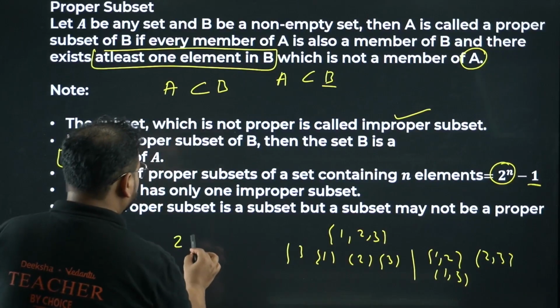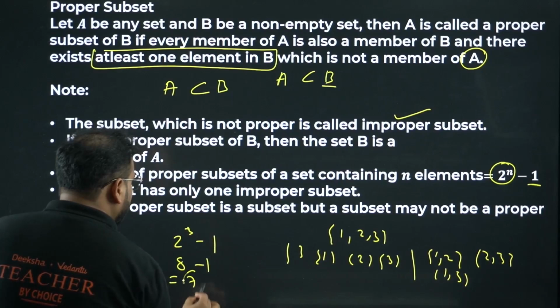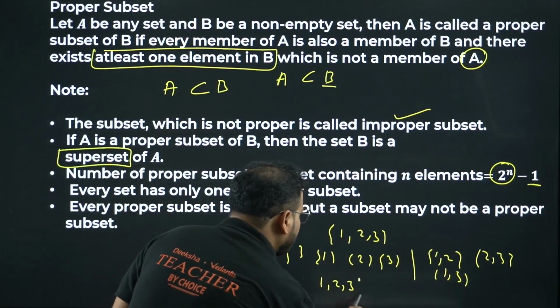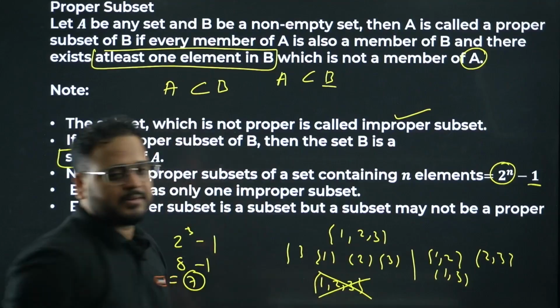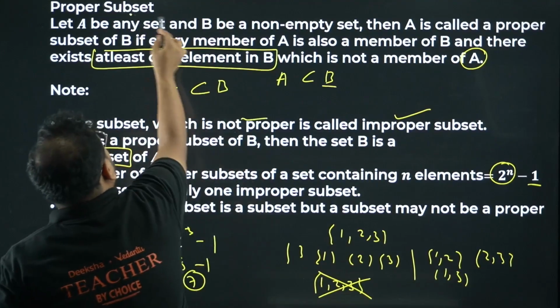What is the answer going to be? 2 power 3 minus 1. Please check. 2 power 3 is nothing but 8. What is the answer? 7. How come 7, sir? Why can't we take one more? We cannot take {1, 2, 3} in the case of proper subset. {1, 2, 3} cannot be there. I'm talking about proper subset.